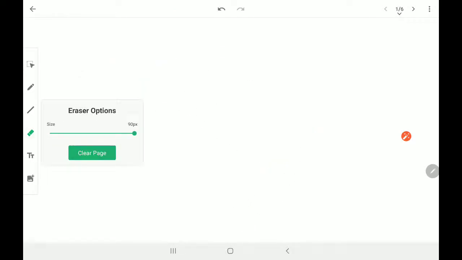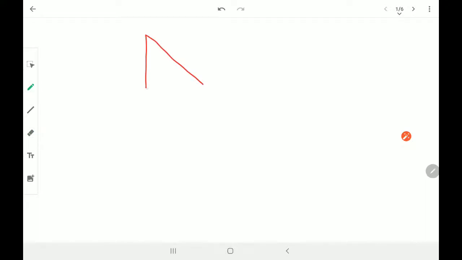I'll just clear the page, that would be better. So imagine this is a right angle triangle PQR, where angle R is 90 degrees. Then I can say PQ square is equal to, if it is the hypotenuse, we write the equation with a plus sign, that is PR square plus RQ square.